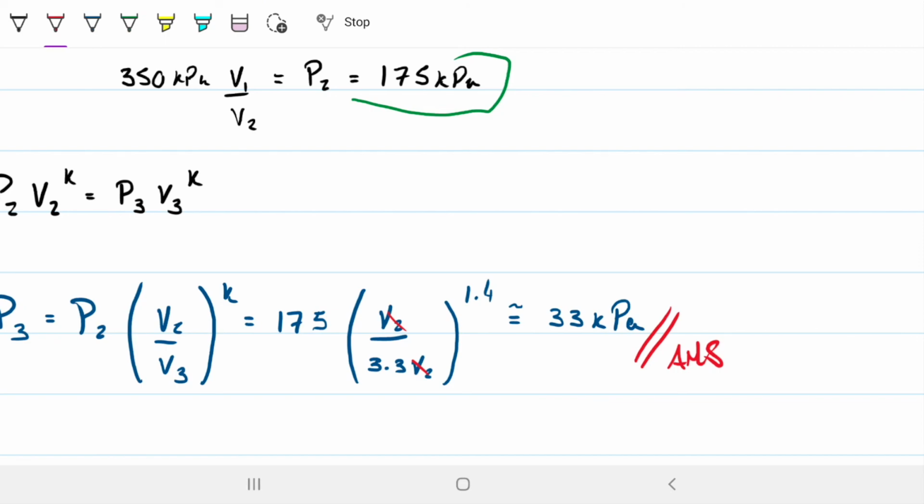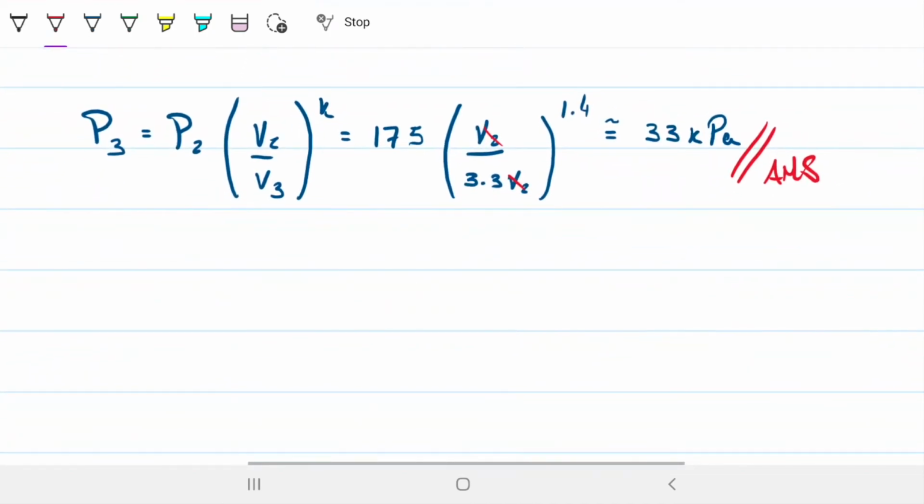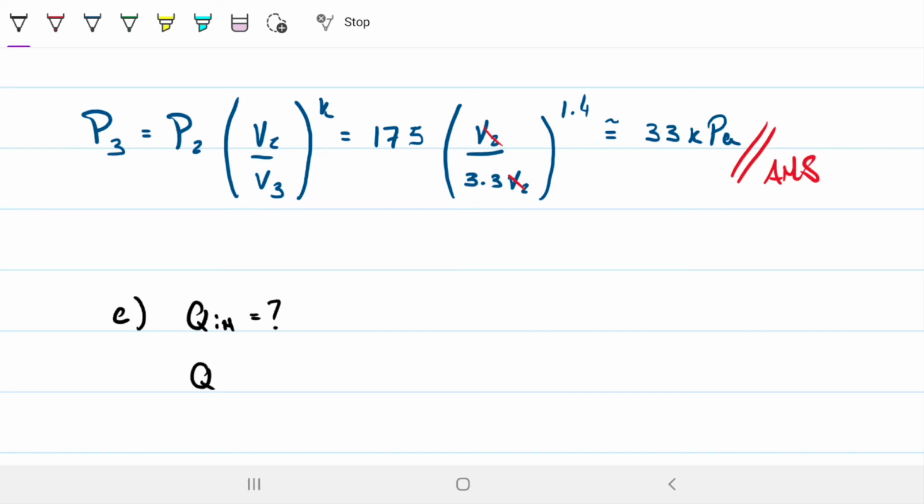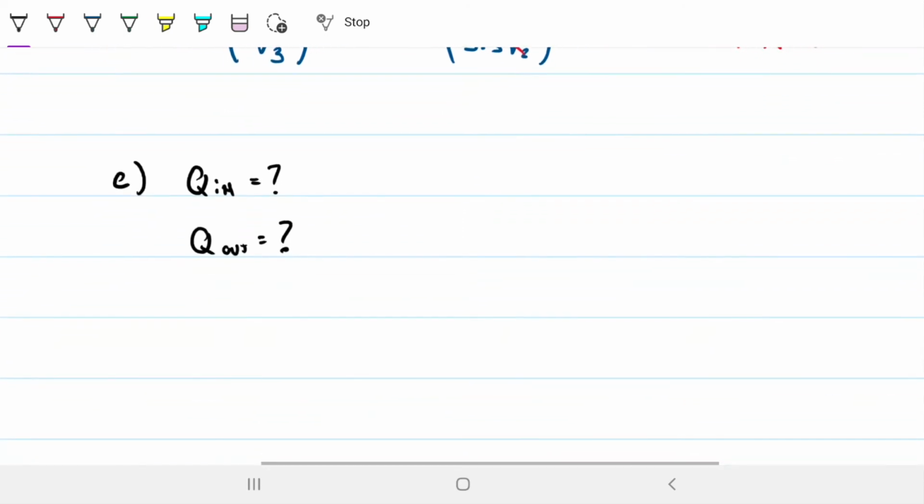And then part C asks us for the heat added and the heat rejected per cycle. So, part C: what is Q in and what is Q out? This is very straightforward for us. Why is that? Because remember that Q in happens as we go from state 1 to state 2, and Q out happens as we're going from state 3 to state 4, right?